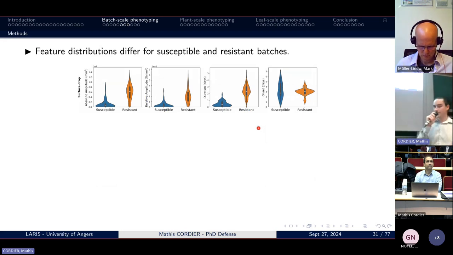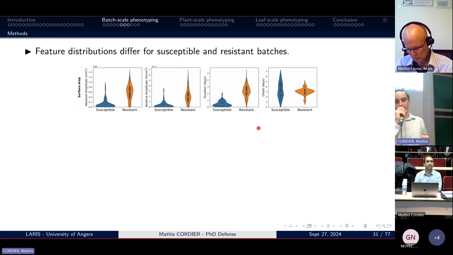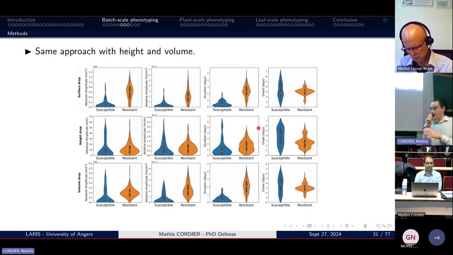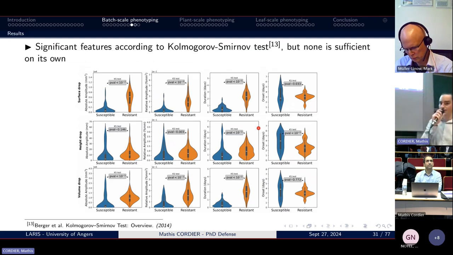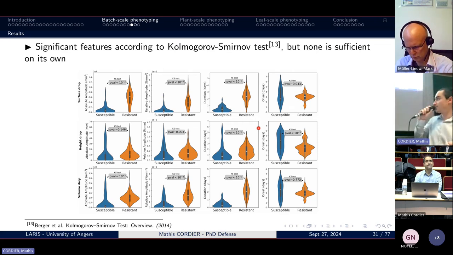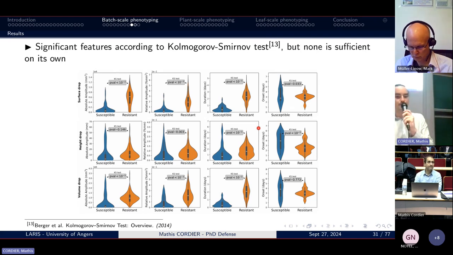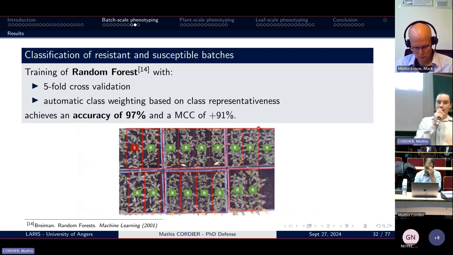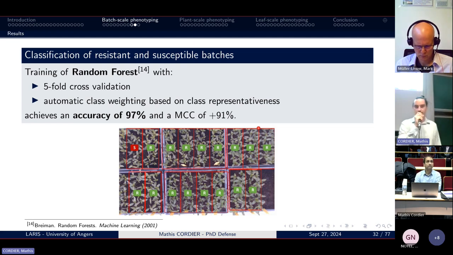And we can see here that we have clear differences between the distributions of susceptible and resistant batches. And we did the same approach for height and volume. And we built at the end a feature space. And we can see here that we have significant features according to the Kolmogorov-Smirnov test. But we can't use a unique feature in this feature space and just threshold it because we have overlaps between all the distributions. That's why we went to some lightweight classification models. And we trained, in particular, a random forest with cross-validation. And we also applied some class weighting based on class representativeness. And we were able to achieve an accuracy of 97% of classification of the batches.